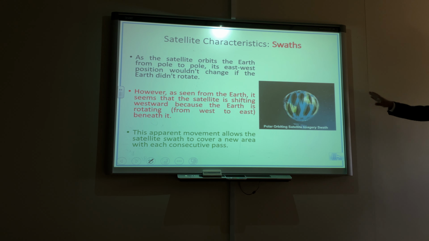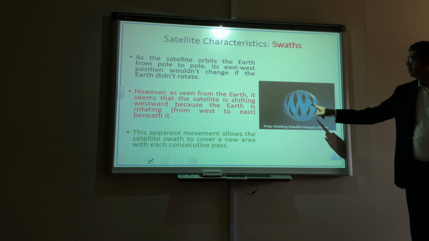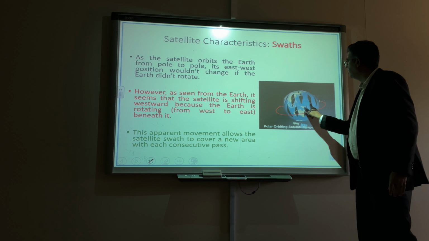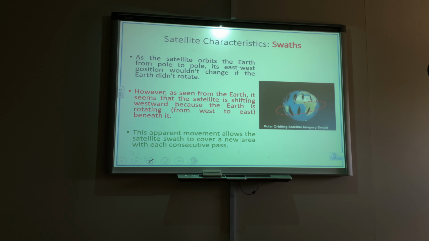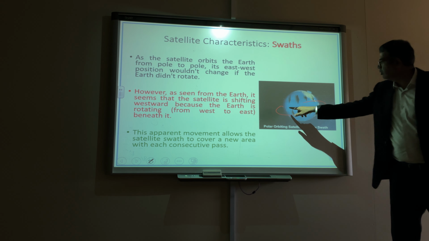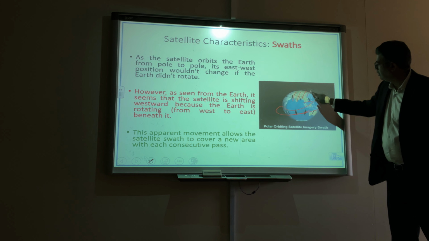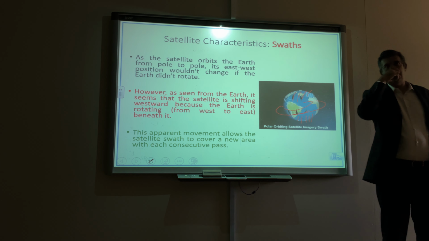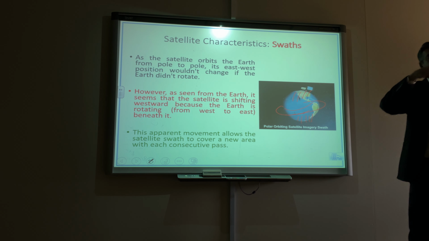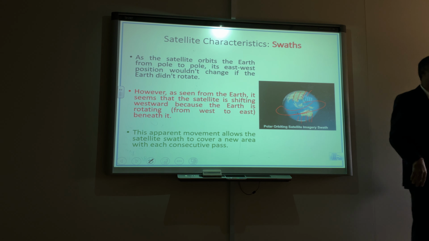So this will be possible only in the polar orbit. If you put a satellite which is moving in this direction, can you cover the same area? No, because the Earth is moving in the same direction and the satellite is also moving in the same direction. So it will cover only a small part of the Earth, and the other parts will not be covered. But since you have the satellite in the polar orbit, as it moves, the Earth is also moving, so every time it is covering a new area.